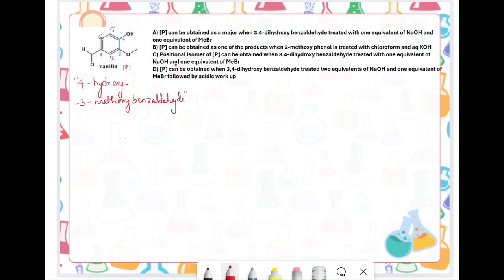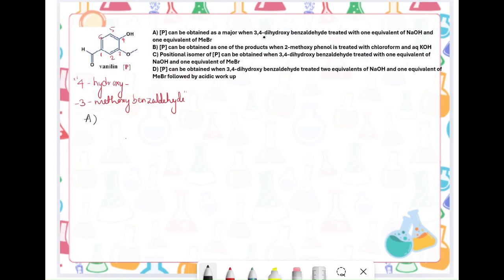Now, what is the question about this 4-hydroxy-3-methoxybenzaldehyde, that is vanillin? You are supposed to choose the right statements from the given 4 options. So let's get started. The vanillin molecule can be obtained as a major product when 3,4-dihydroxybenzaldehyde is treated with 1 equivalent of NaOH and 1 equivalent of methyl bromide. Let's verify this particular statement.